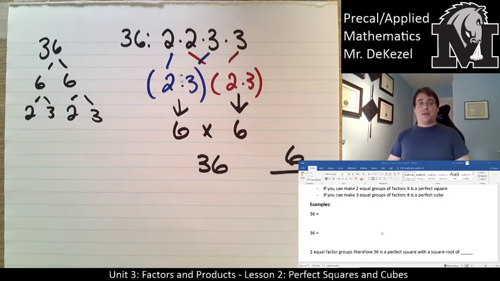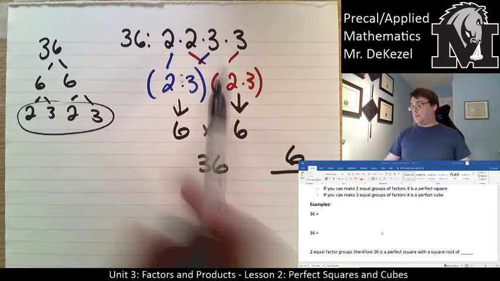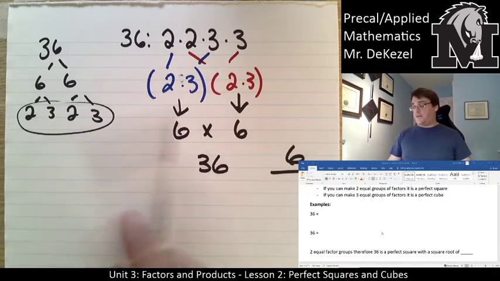Okay, so we can write that in a couple of different ways. You know, we could find the greatest common factor with another set using these. But this is an easy way to find out if a number is a perfect square or a perfect cube.